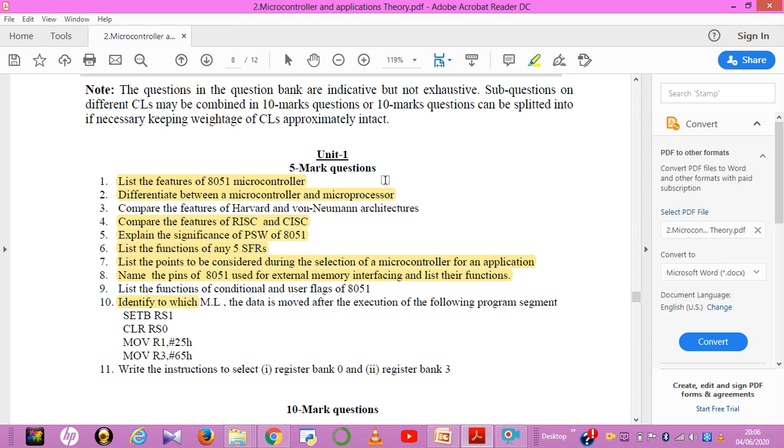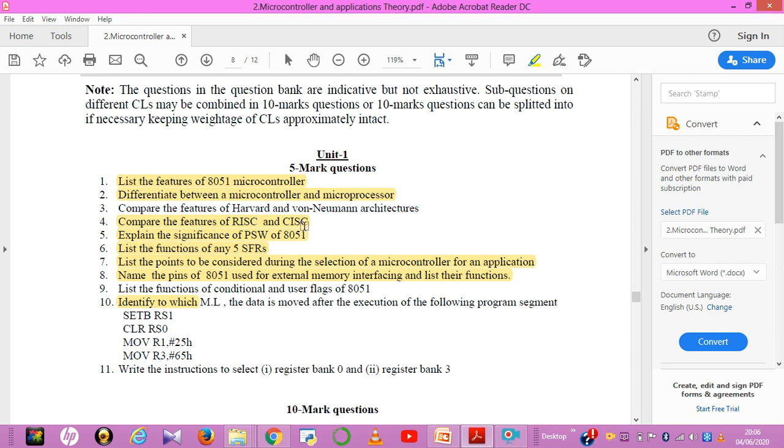For unit number 1, the 5 marks questions are: first important question is list the features of 8051 microcontroller. Here you have to write all features of 8051. Next, differentiate between a microcontroller and microprocessor. You have to write minimum 6 to 7 differences. Next one, compare the features of RISC and CISC. Again it is comparison. You have to write one side RISC, one side CISC. Again write 6 to 7 differences.